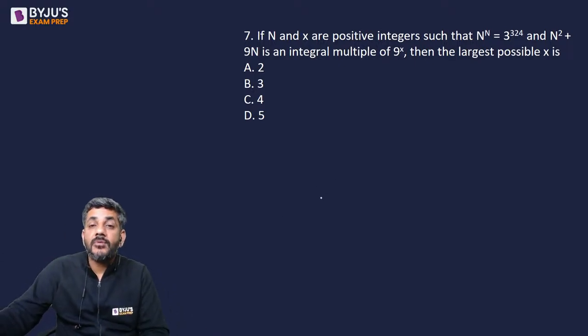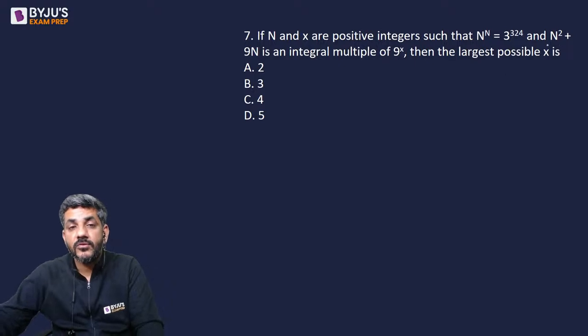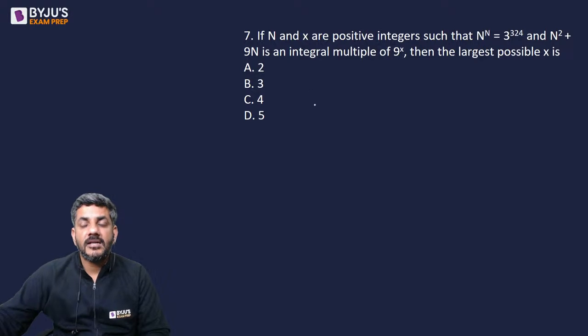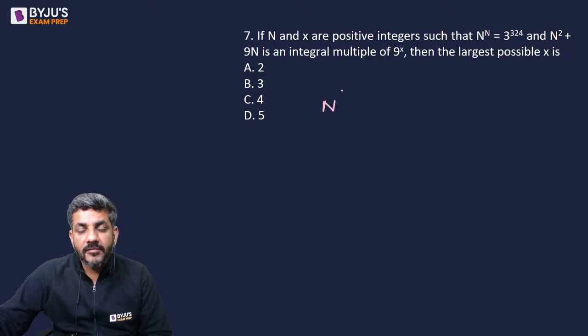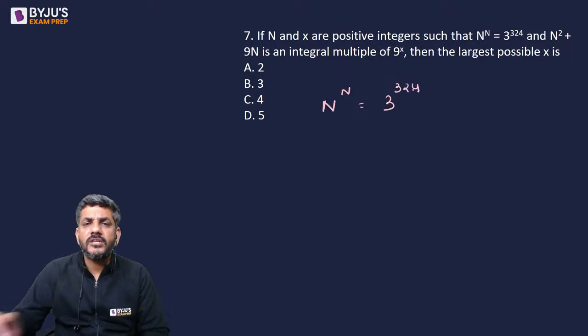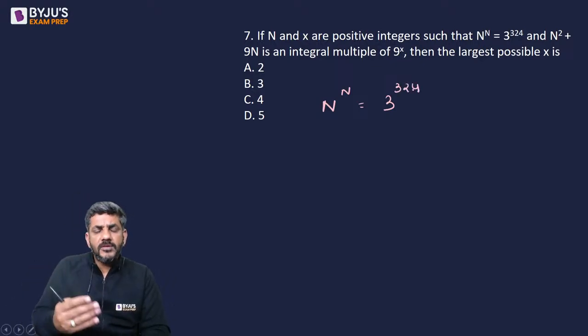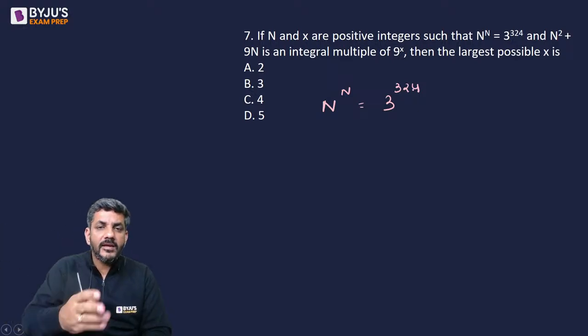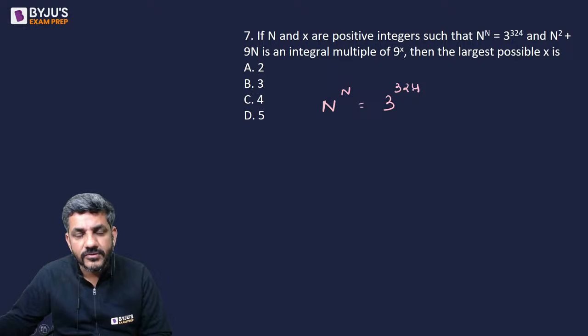n and x are positive integers such that this is given to you, and n square plus 9n is an integral multiple of 9 to the power x, then the largest possible value of x. If n to the power n is 3 to the power 324, can I say there would be a unique solution for n from here? With 2 to the power 2, 3 to the power 3, 4 to the power 4, they are all different numbers. तो n की दो वैल्यूज तो इसमें आ ही नहीं सकती सॉल्यूशन करने पे.